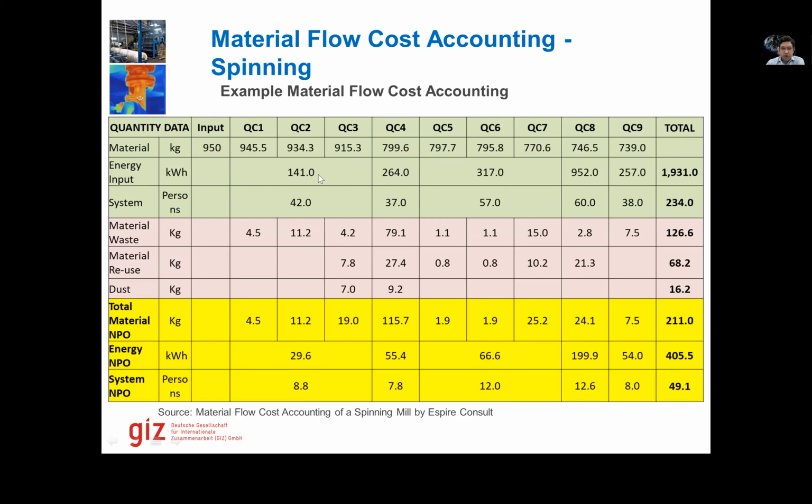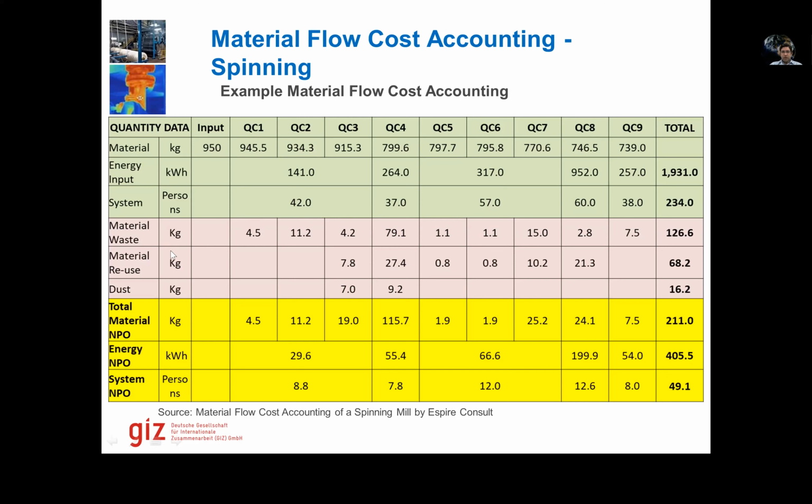In terms of kilowatt hours, for this batch of 950 kilograms, we had combined input for these three quantity centers at 141 kilowatt hours, then QC4 264, and subsequently we had others. And then we come out with the total value of kilowatt hours used for the 950 kilograms of input. Number of persons working there. This is also one important aspect in this ISO standard of material flow cost accounting, that it requires you to put in system costs as well, which can be termed as the number of persons working in each of the processes for this batch of production.